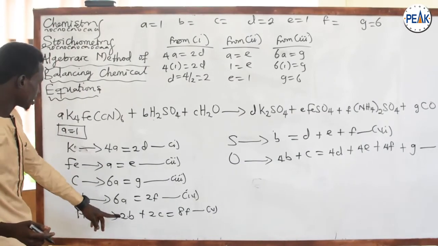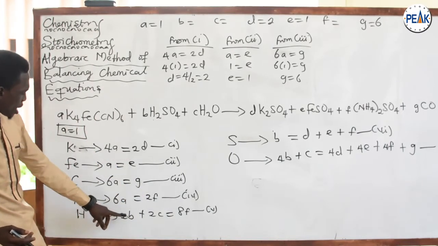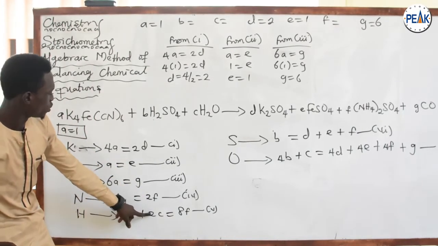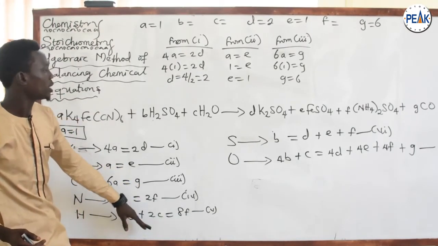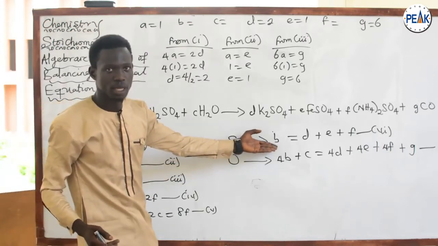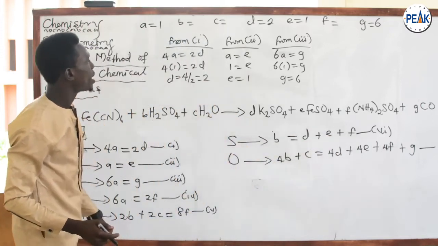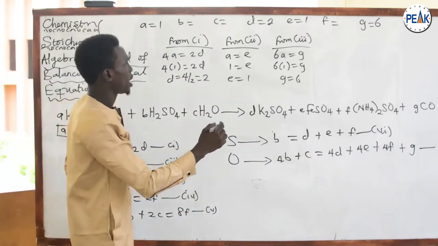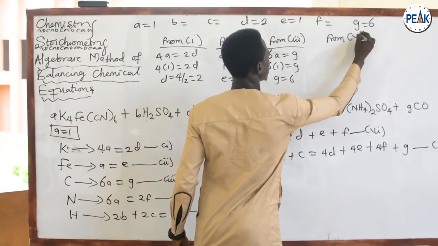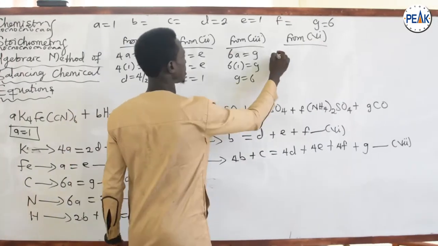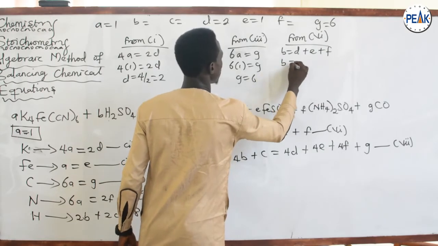What else do I need? I go to the next equation. 2B plus 2C is equal to 8F. B is unknown. C is unknown. F is also unknown. So let's skip this equation for now. Let's go to the next equation, that says B is equal to D plus E plus F. If my B is equal to D plus E plus F, I think I can work with this equation. That's from equation 6. From equation 6, B is equal to D plus E plus F. So that my B can be equal to what now?